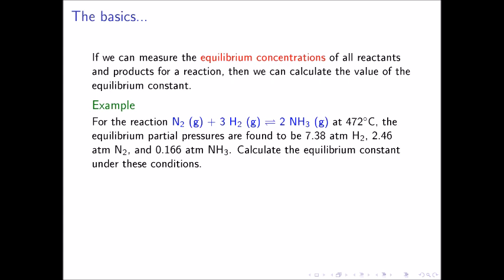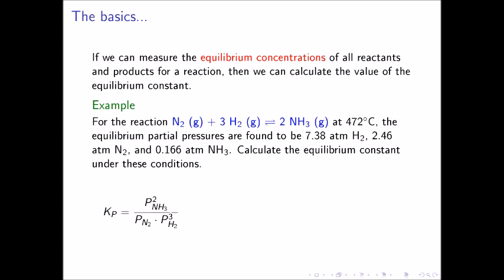For example, consider the reaction of nitrogen plus 3 hydrogens going to 2 ammonia gas at 472 degrees Celsius. The equilibrium partial pressures are found to be 7.38 atm hydrogen, 2.46 atm nitrogen, and 0.166 atm ammonia. Calculate the equilibrium constant under these conditions.